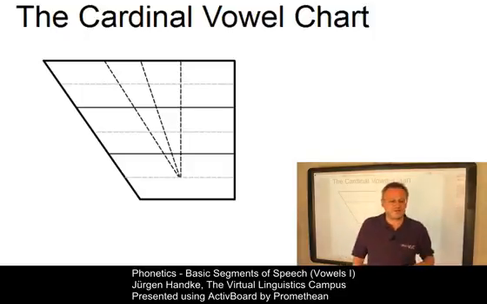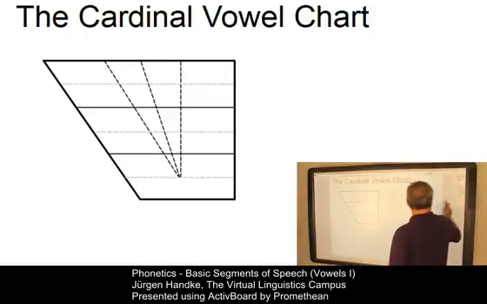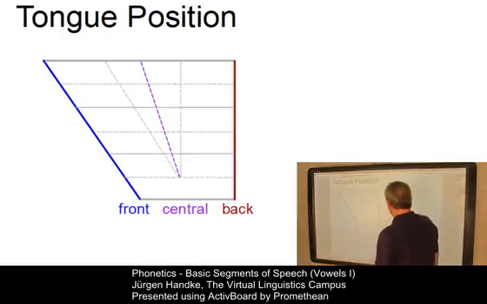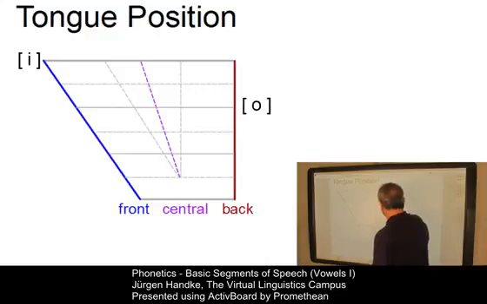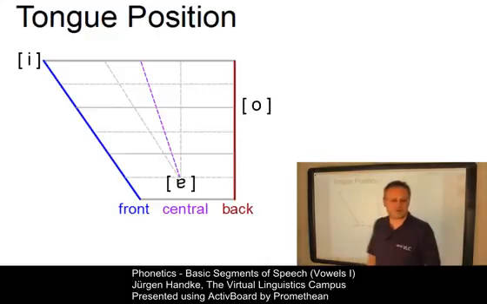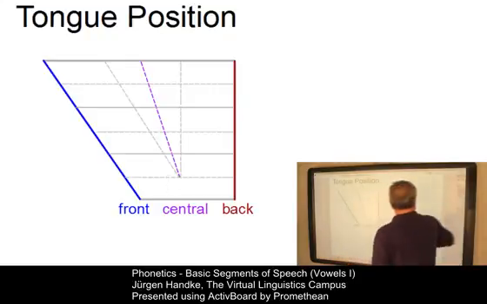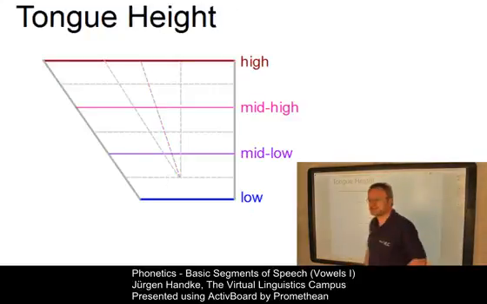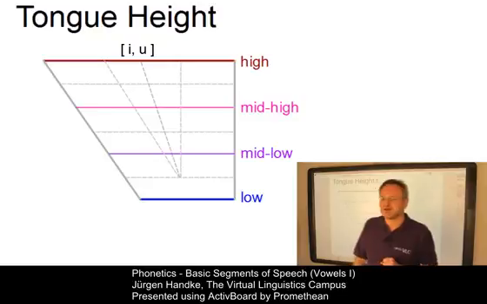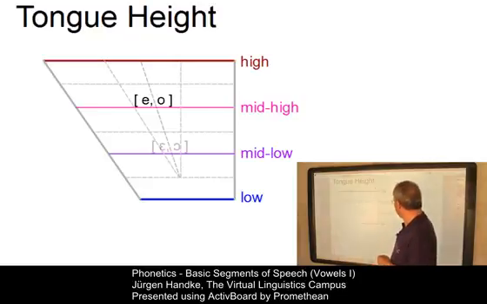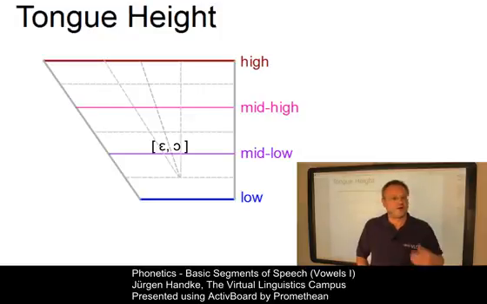Depending on the position of the tongue, that is more precisely, depending on the location of the narrowing in the vocal tract, vowels can now be defined as front, central or back. So a vowel like [e] would be a front vowel, [o] would be a back vowel, and [a] would be a central vowel. And the second parameter, tongue height, allows us to define vowels in terms of high vowels, mid-high vowels, mid-low vowels, and low vowels.